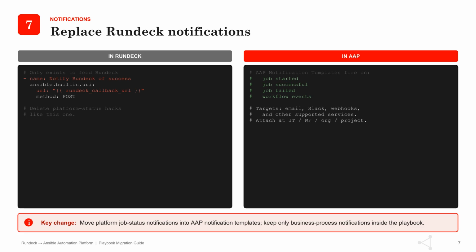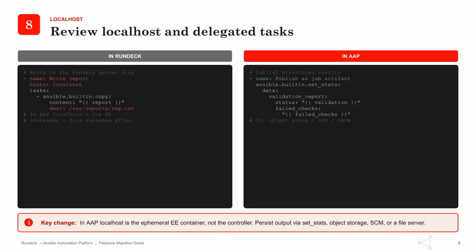Streamline your notifications. Stop using scripts to post callbacks to Rundeck. Use AAP's native notification templates to handle status alerts, which can be configured to trigger on job success, failure, or other events. Be careful with localhost tasks. In AAP, localhost is the ephemeral container, not a persistent server. If you need to persist output, use set_stats or external storage instead of writing directly to the local disk.